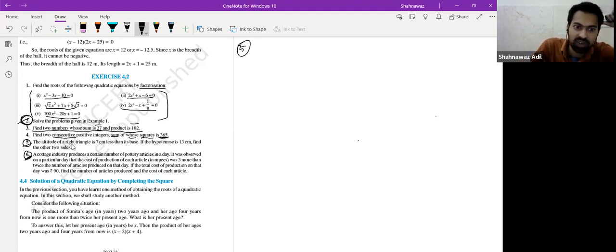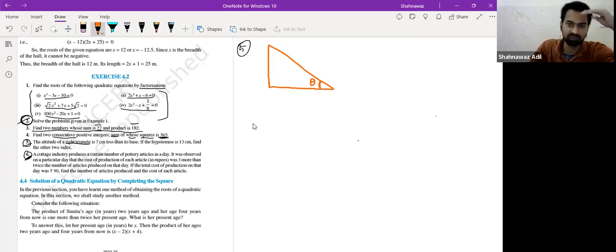So the altitude of a right triangle is 7 centimeter less than its base. If the hypotenuse is 30 centimeter, find the other two sides. So one important information is given, that it is a right angle triangle, right? So let us draw this right angle triangle. So if this is the angle, what is the base, Talha?